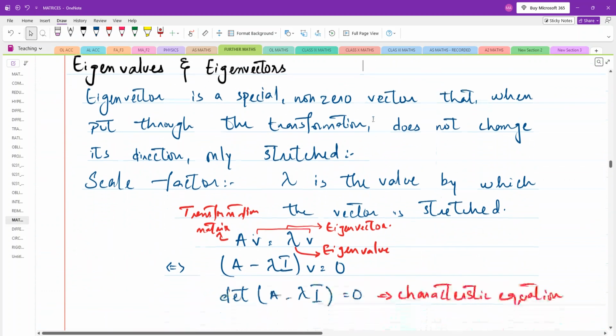Now, I have provided a written description of what it is, and I'm going to be reading it to you. So don't sleep. An eigenvector is a special non-zero vector that, when put through the transformation, does not change its direction, only stretched. Wow, what does this mean?